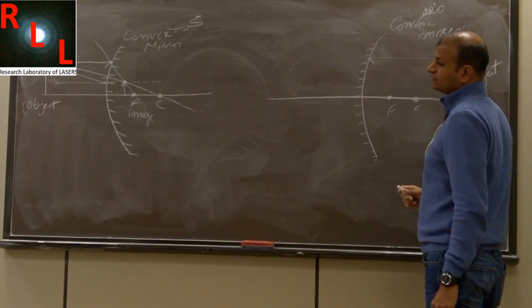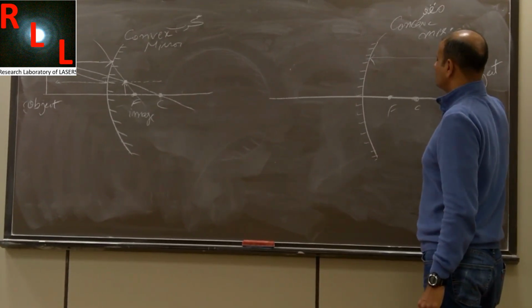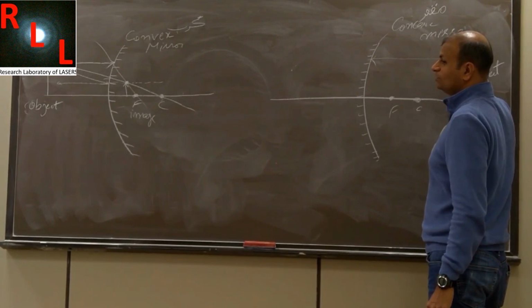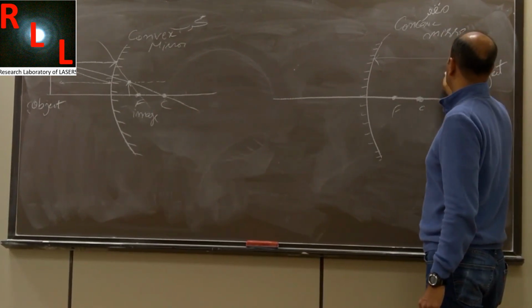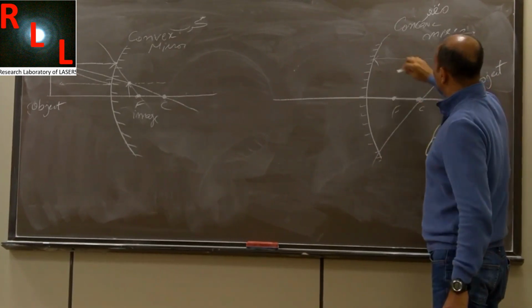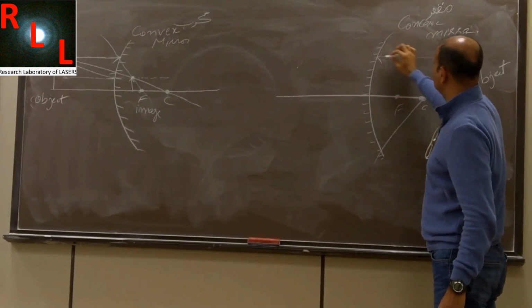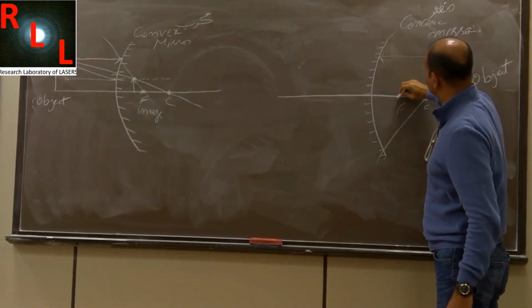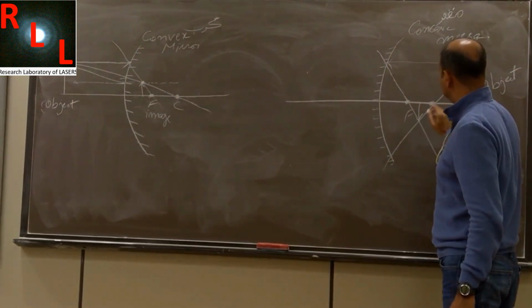What is the second? From image, object to F, to pass through F, to center C, to center. And what else? From the focus, the line which is drawn parallel intersects here, and this is your image.